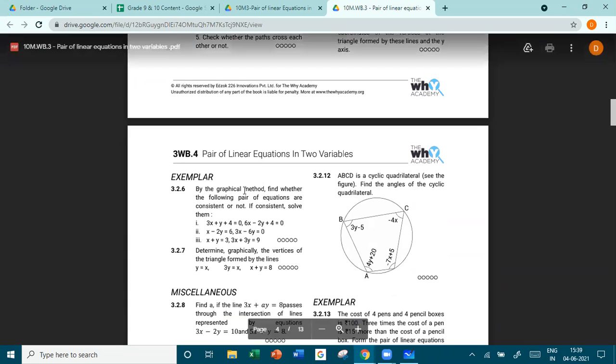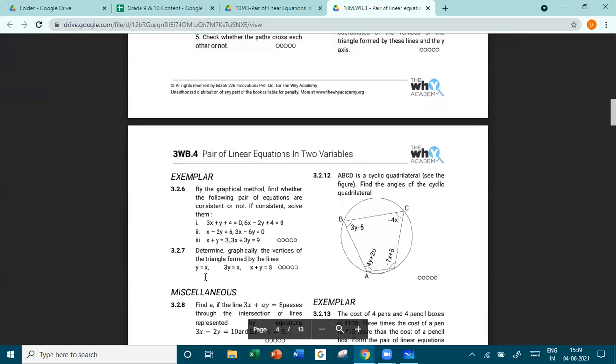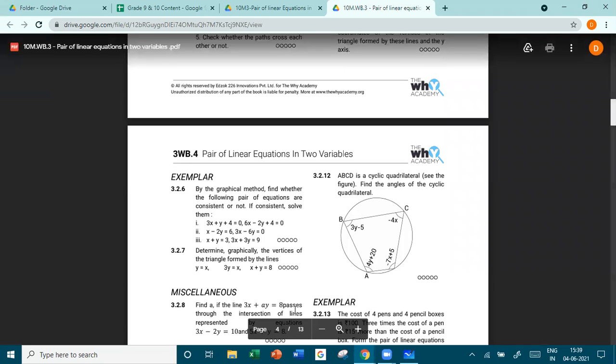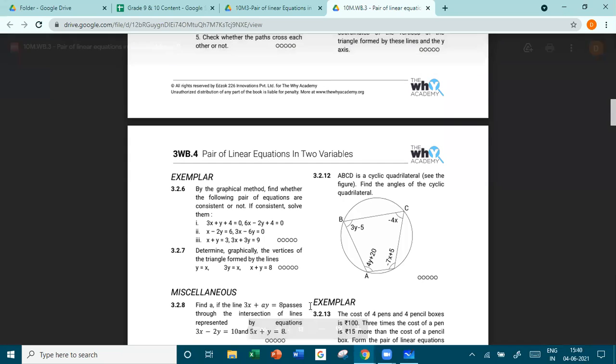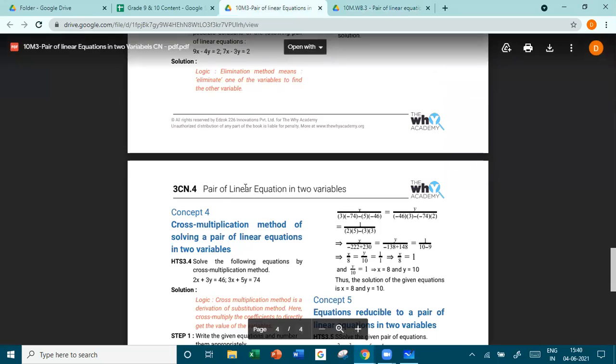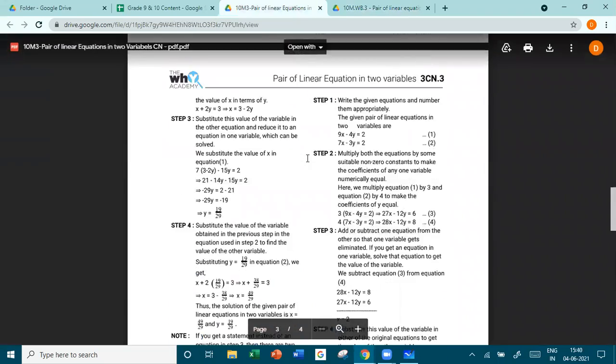Sixth one is where you need to find whether equations are consistent or not. So my question would be, how do you find if equations are consistent or not? What do you check for? Miss, if the coefficients a1 by a2 is equal to b1 by b2 and is equal to c1 by c2, then they're coincident. Yes, correct. I think it is there in your chapter notes.